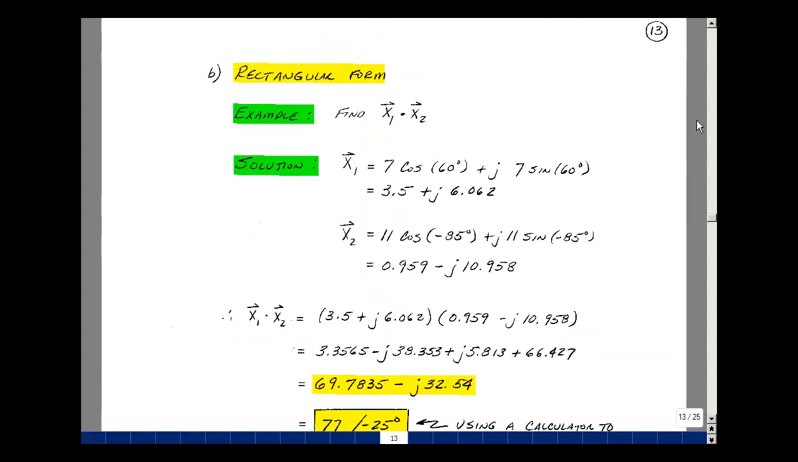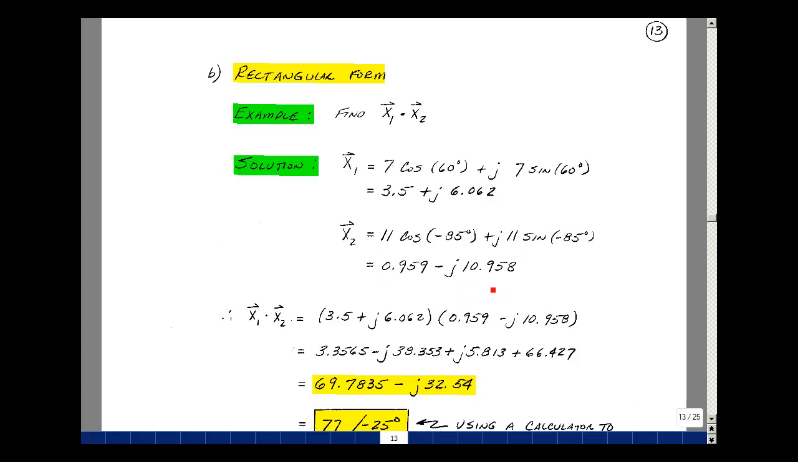Let's do the same problem in rectangular form. So let's convert our x1 from a magnitude of 7 and an angle of 60 into rectangular form. So 7 times the cosine of 60 plus j 7 times the sine of 60. That turned out to be 3.5 and j 6.062. For x2, we had 11 at minus 85. The cosine of that plus j 11 times the sine of minus 85 is 0.959 minus j 10.958.